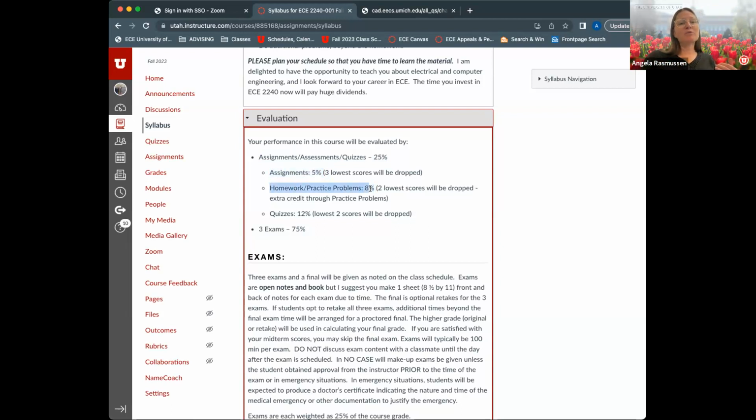Homework practice problems, those are going to be 8%. I'll drop the 2 lowest scores, and then you have extra credit problems. There's going to be a section for practice problems, and so that will be like Unit 1 practice problems.